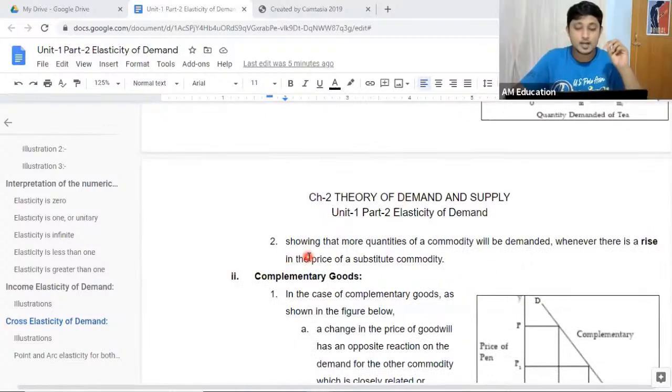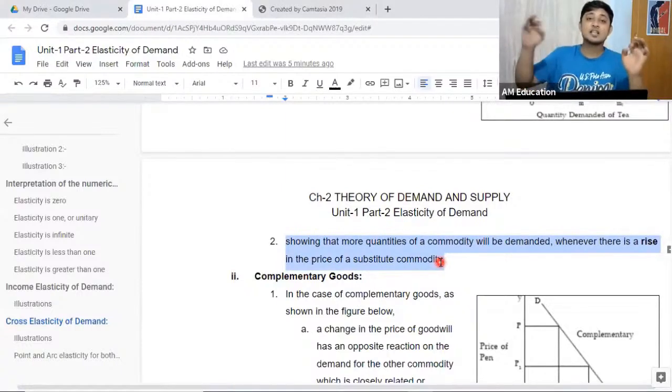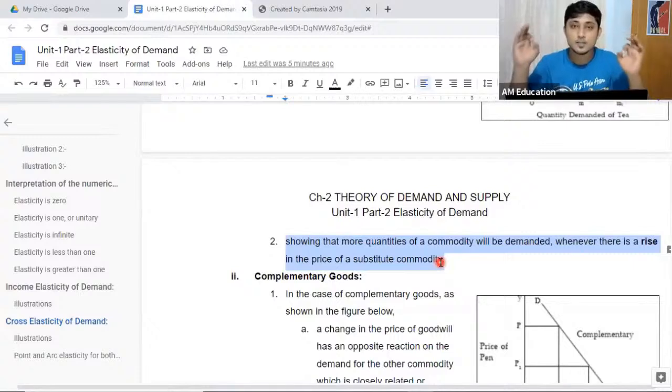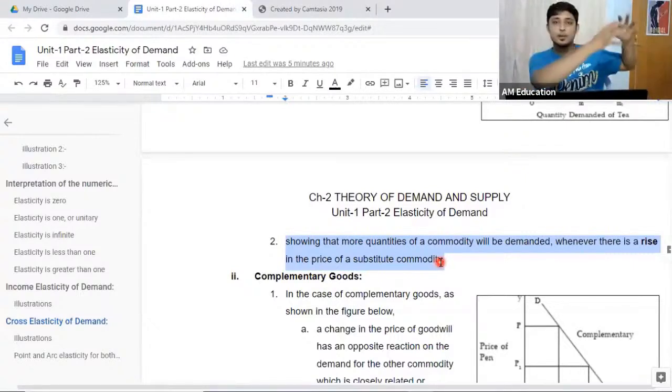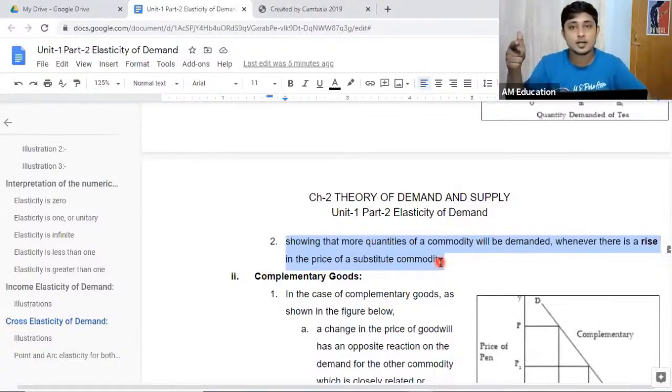So a positive demand curve shows that more quantities of a commodity will be demanded whenever there is a rise in the price of a substitute commodity. How is it describing this? More quantities of a commodity will be demanded whenever there is a rise in the price of a substitute commodity. More quantities will be demanded as the substitute's price keeps on increasing. Clear?